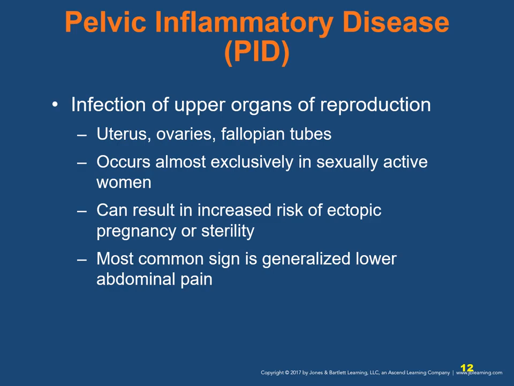The most common presenting sign of PID is generalized lower abdominal pain. Other signs include abnormal or foul-smelling vaginal discharge, increased pain with intercourse, fever, general malaise, and nausea and vomiting.